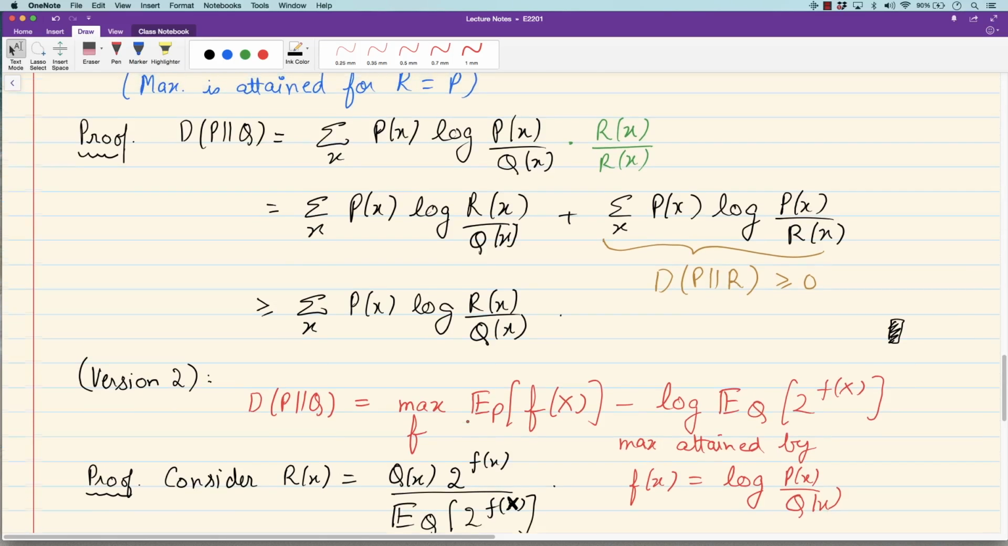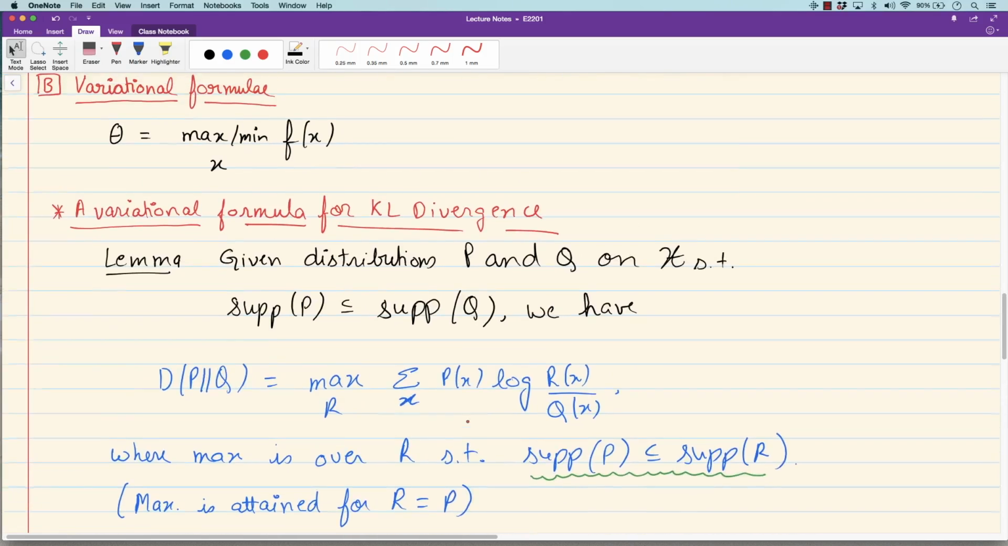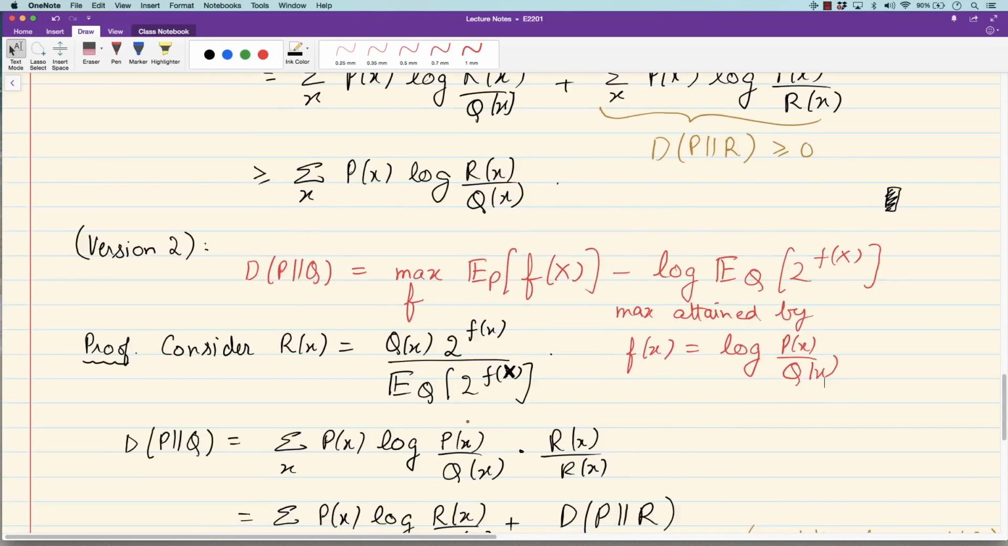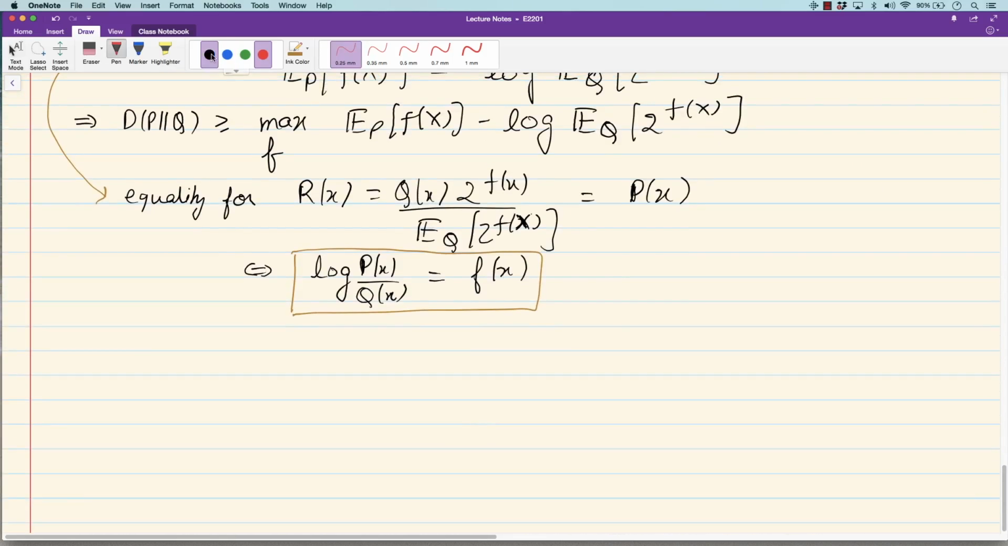Okay. So these are the two variational formulas for dpq. They are roughly identical. In fact, these formulas are not so new. They go back quite a few years.